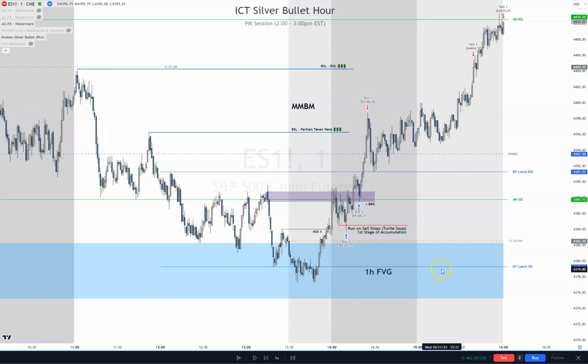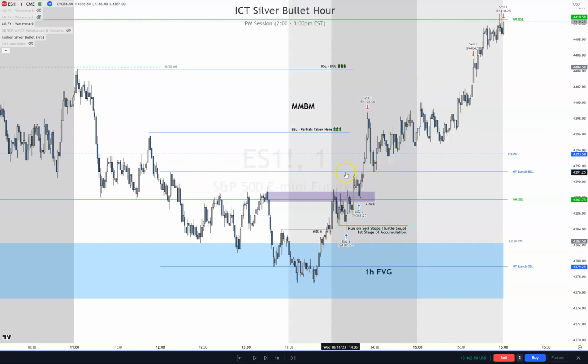So we had a lot of things going for us in this scenario. We had the higher time frame, 1 hour fair value gap get hit. We had AM session liquidity taken. We had the New York lunch sell side liquidity taken. So a lot of sell side liquidity taken into a higher time frame target. We're looking for a retracement. Okay, so we're looking to go back up.